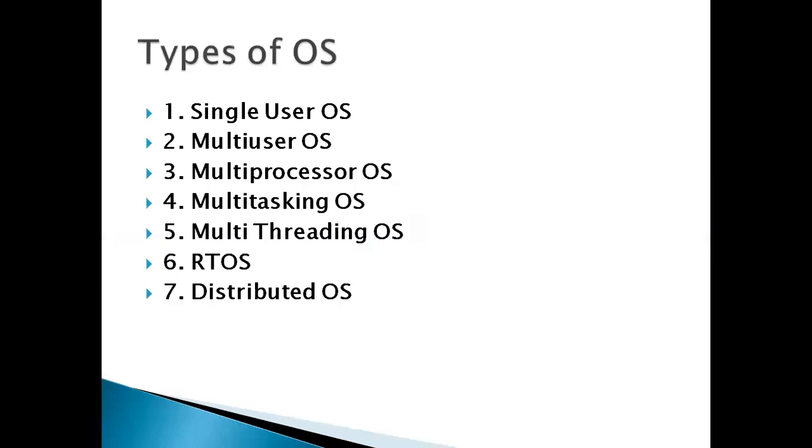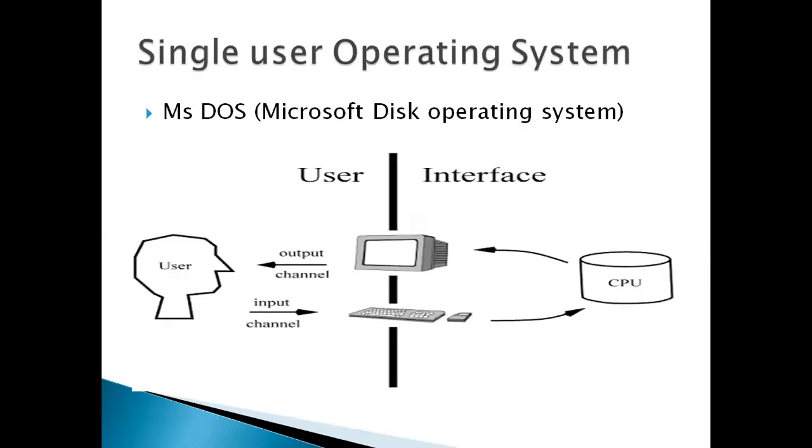There are different types of operating systems. Very first is the single user operating system. This is a diagram for a single user operating system. An example is MS-DOS, the first Microsoft operating system. In this diagram, there is one user and one system with a CPU. The user is sending input and getting output, but there is only one user here. We do not have multiple users. Only a single user deals with the system at once.